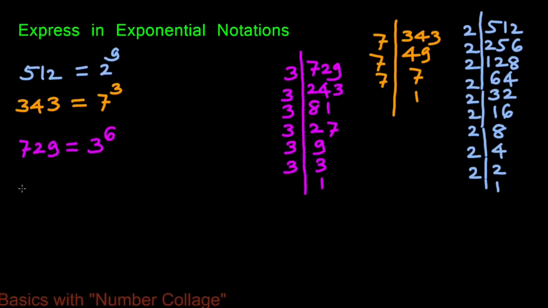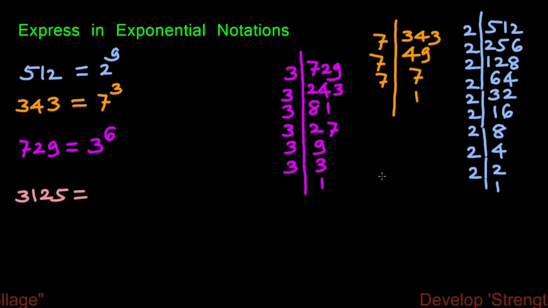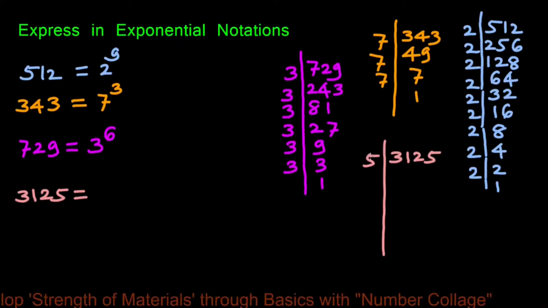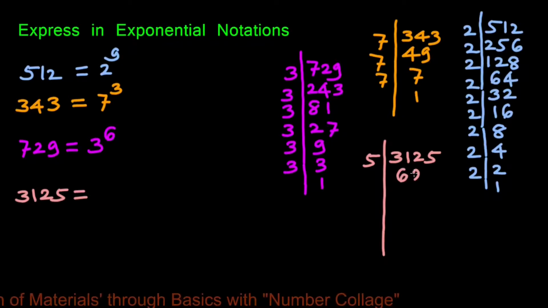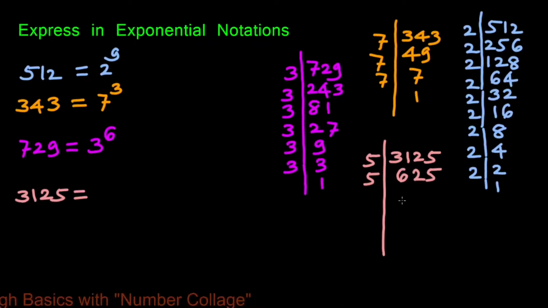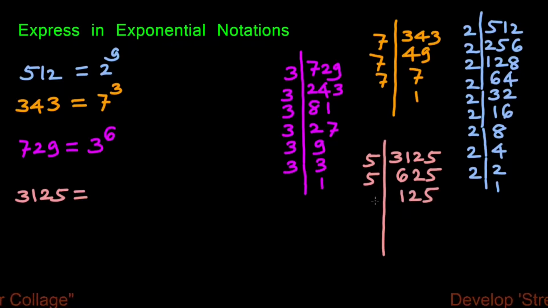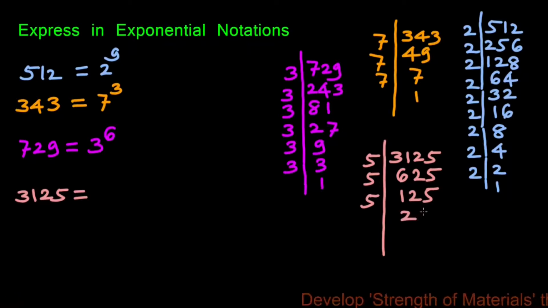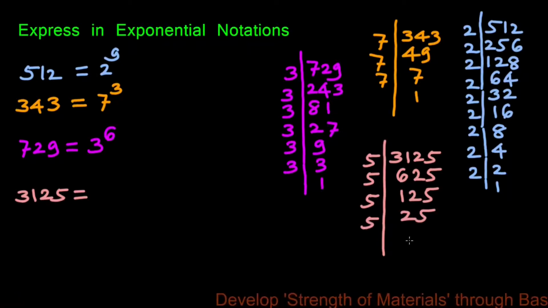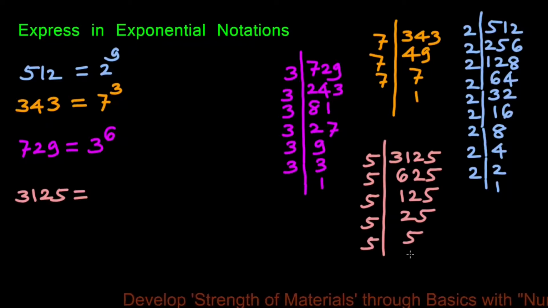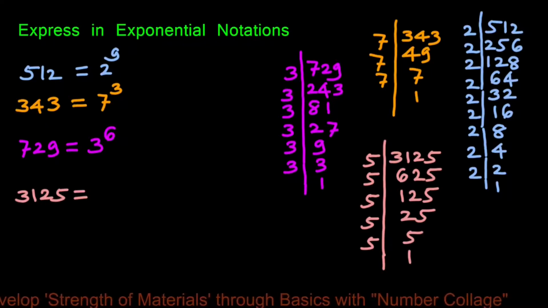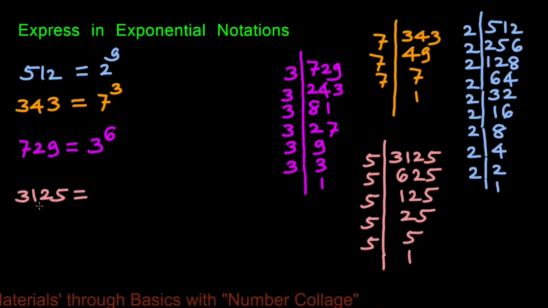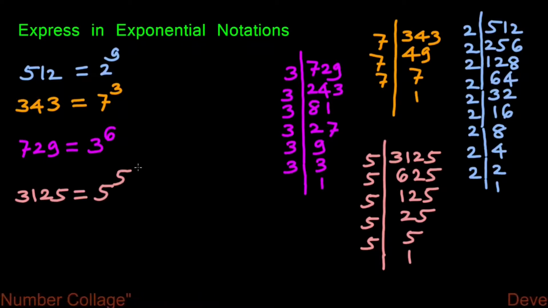We have to express 3125. So first we will find its prime factors. 3 1 2 5, 5 6s are 30, 5 2s are 10, 5 5s are 25, then 5 1s are 5, 5 2s are 10, 5 5s are 25, then 5 5s are 25, and finally 5 1s are 5. So here 5 is multiplied 5 times, so 3125 in the exponential notation will be 5 raised to 5.